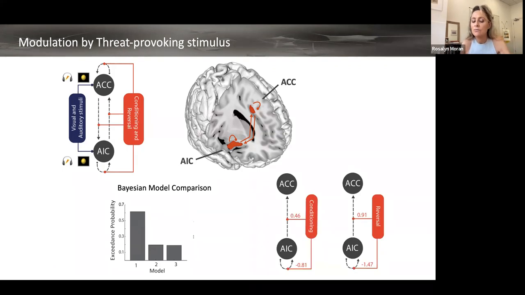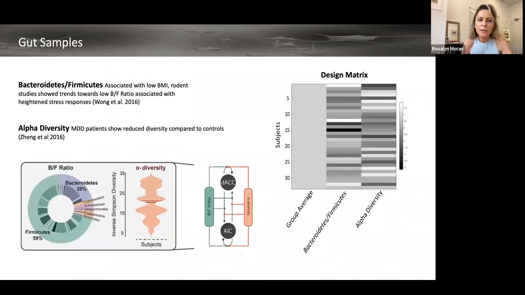And interestingly, the direction of this threat-provoking stimulus enhancement was bottom up. So the insula to the cingulate cortex was enhanced in the conditioning and reversal phase for the CS plus relative to CS minus. But what we were really interested in looking at was whether the composition of the microbiome had any relationship with, so nothing causal here, though we're using a dynamic causal model to look at the fMRI. So we're just looking at associations with two particular features of the microbiome.